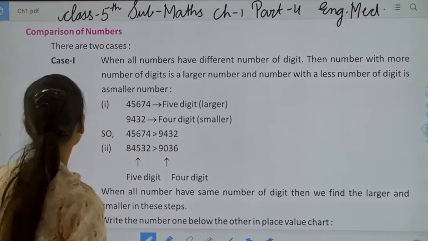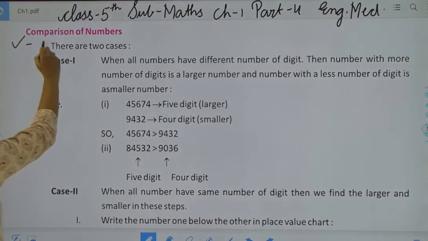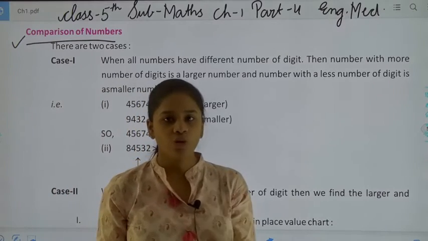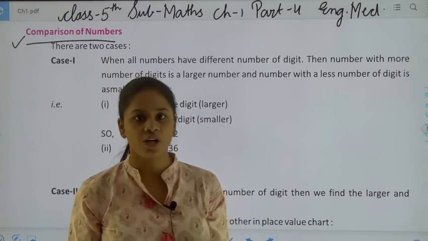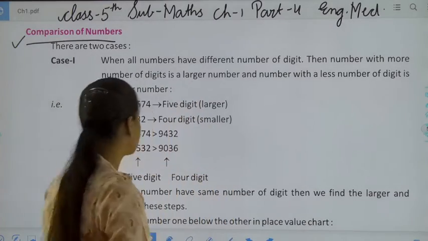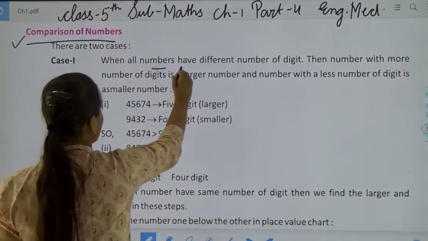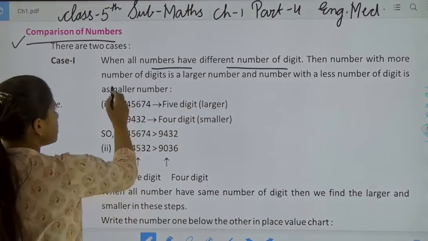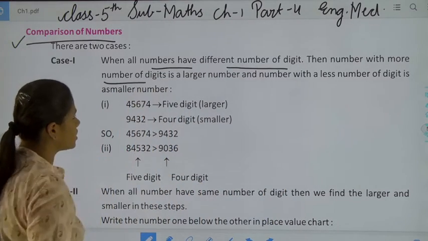Now today we will discuss the next topic, that is comparison of numbers. What we have to do, two numbers are given. We have to compare which one is the greater and which one is the smallest. When numbers have different numbers of digits, then the number with more digits is larger.